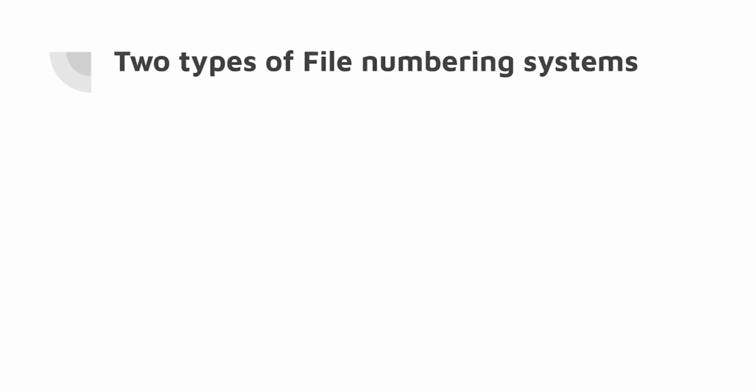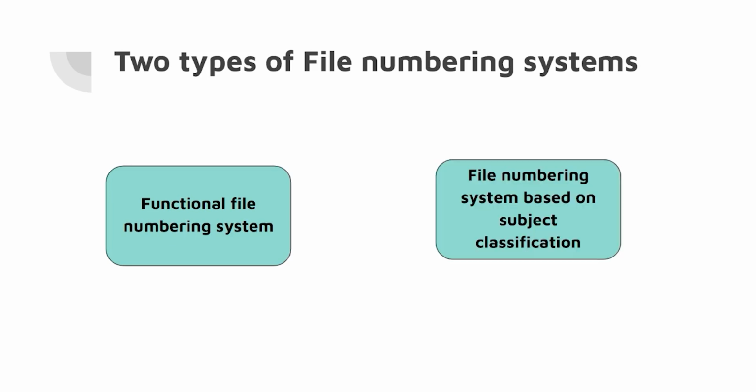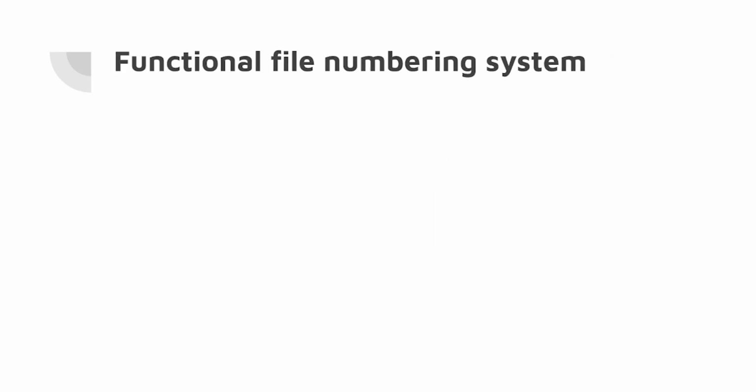Let's begin with first looking at the two types of file numbering systems. The first one is the functional file numbering system, and the second, a file numbering system based on subject classification. Let's begin with the functional file numbering system.